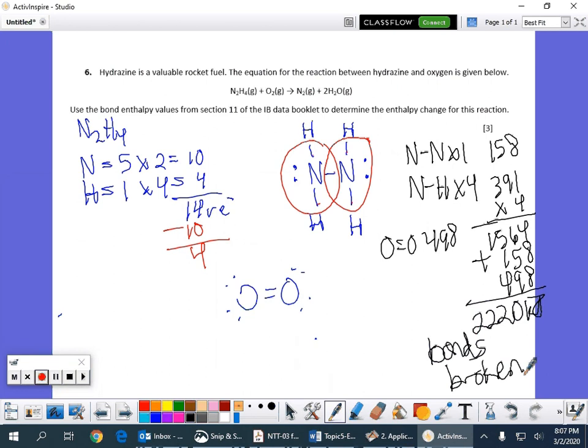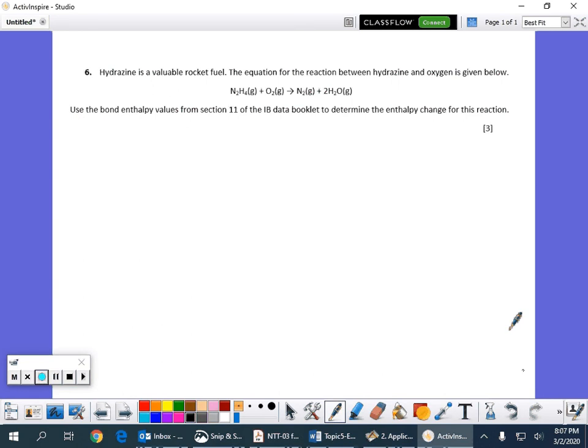So now let's look to our products. I'm going to clear this, hopefully. This is going to give us, so we've got 2220 kilojoules over on this side. And now we're looking again at our N2 and our H2O.